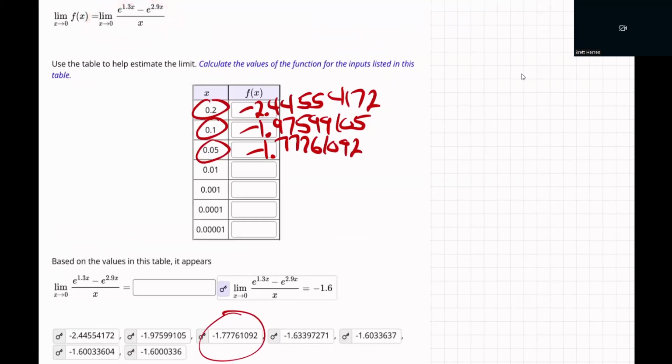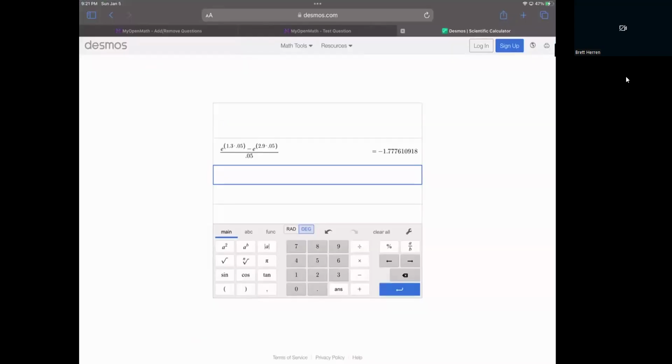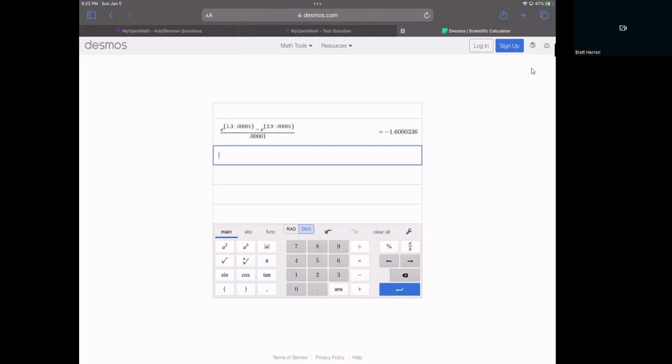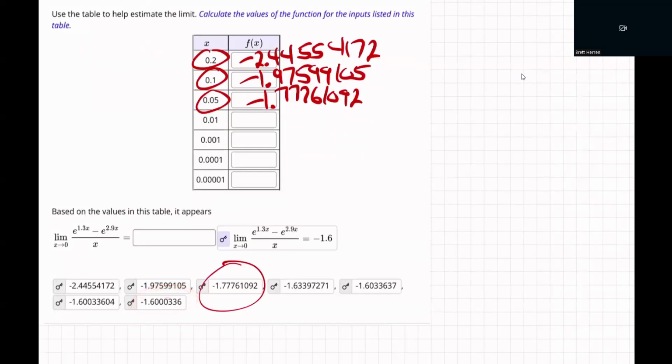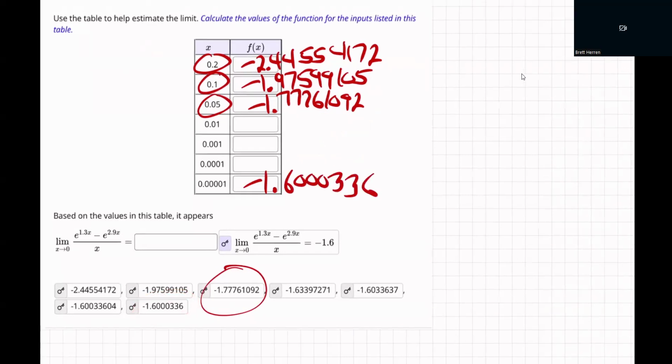So again, I'm just taking this function that they gave me. I typed it into Desmos. I'm just plugging in the x's. All right, I'm going to jump on down to the bottom here. It's four zeros and a one. Let's do it. There we go. Was it negative 1.60000? Okay, back to it. Sure enough, that's the last answer, negative 1.6000336.